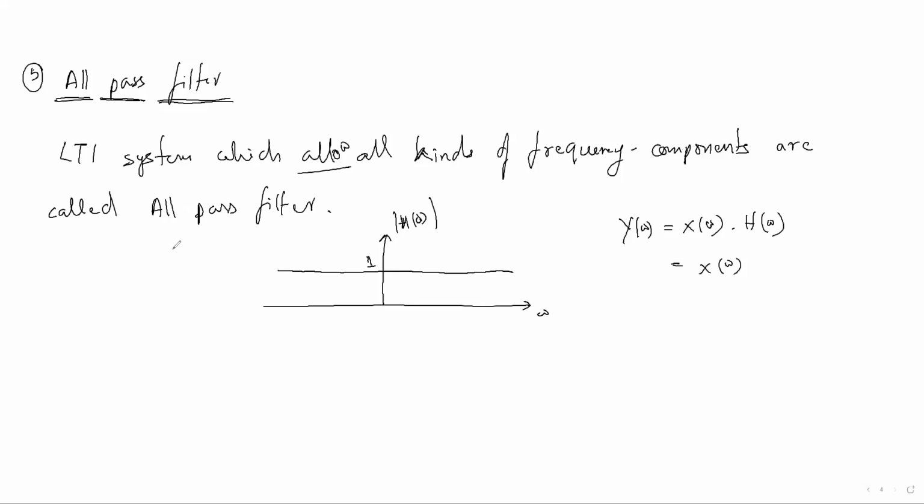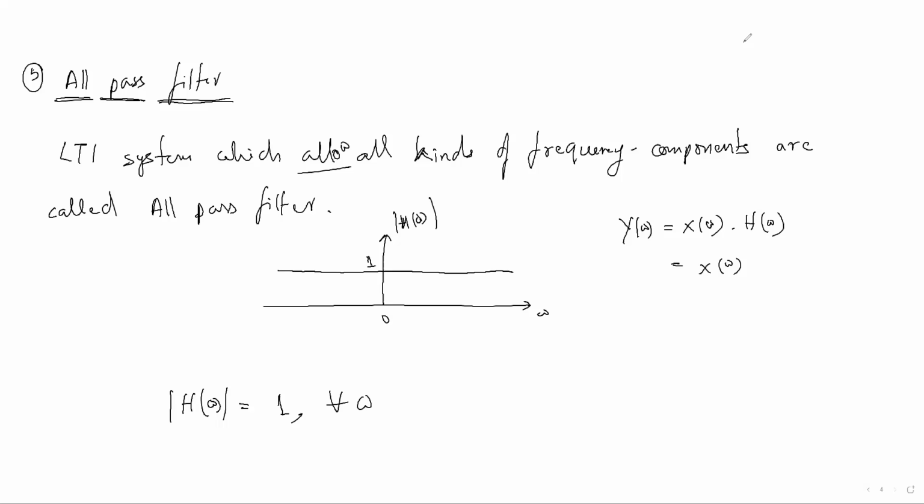If you want to write it mathematically, H of omega equals 1 for all frequencies omega. This symbol represents for all. You can write it like this also. So after this, I have completed the different types of filter characteristics of LTI system.